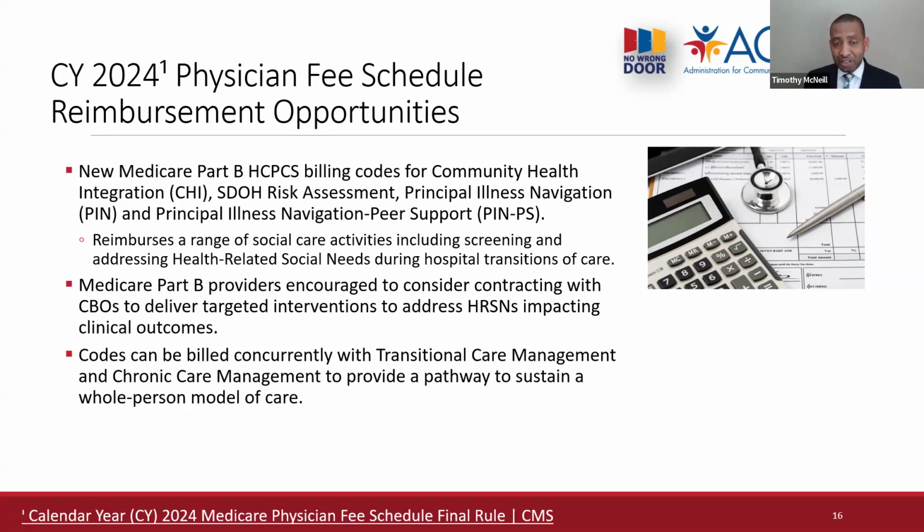Separate from the community health integration is screening for their needs, which is the social determinants of health risk assessment. All of these are Part B benefits. And principal illness navigation is for persons who have a high-risk condition that's expected to last at least 3 months. Examples of that are dementia, heart failure, diabetes, and other conditions. And then lastly, principal illness navigation peer support, which, as a reminder, is for persons who have a behavioral health or substance use disorder, and it's specifically a benefit for the labor of trained peer support workers.